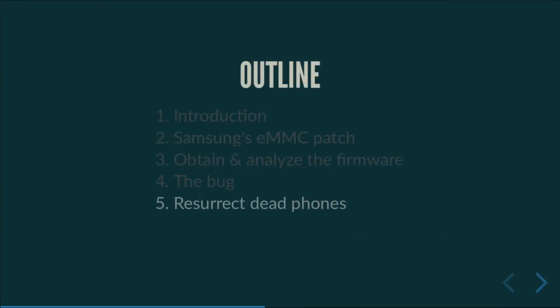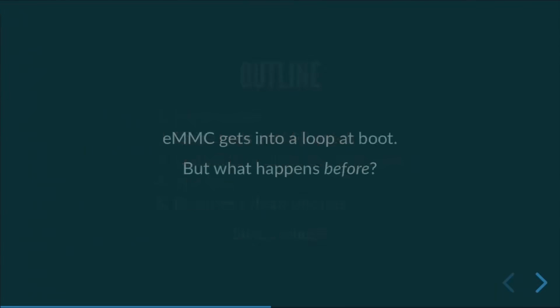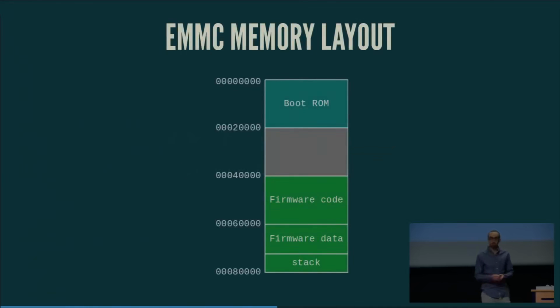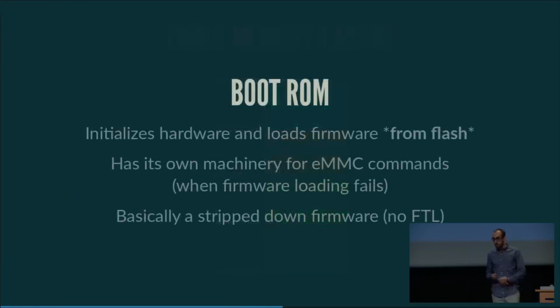So the next step is obviously to resurrect dead phones, right? Yeah, what? How do I? So the eMMC gets into a loop at boot. But what happens before it gets into this loop? So I took a look at the firmware, and I saw this memory layout. As you can see, at address 0, there's something that I called a Bootrom. And it's a ROM. You can't write into it. And it is code. What it does is initialize the eMMC hardware, and it loads the firmware from the NAND flash chip itself.